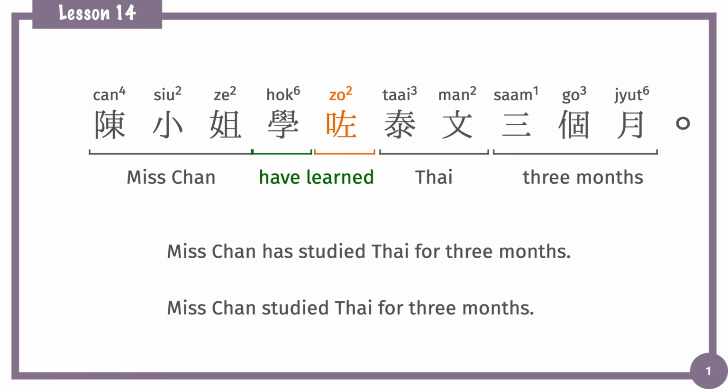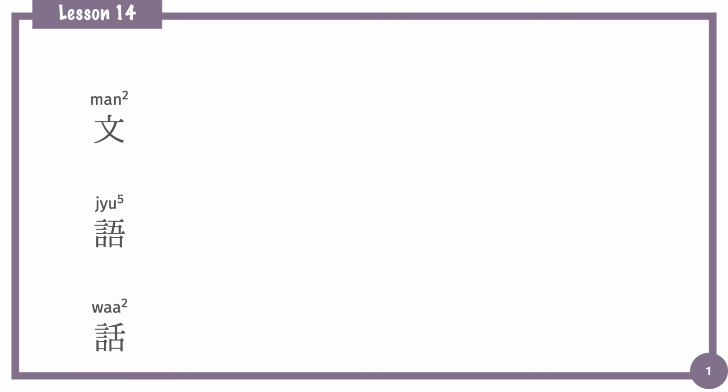In Cantonese, when we talk about language, there are 3 words that we should know. The first one is 文, pronounced man. 文 is the language that we write. The second one is 語, pronounced yu. 語 is the language that we speak. In Cantonese, we should have the concept that character and pronunciation are separate. 文 is talking about the character, and 語 is talking about the colloquial side.